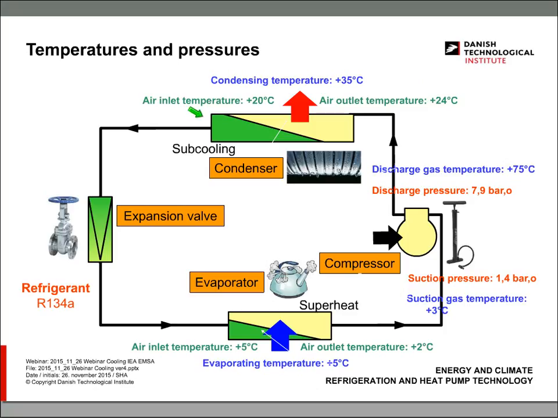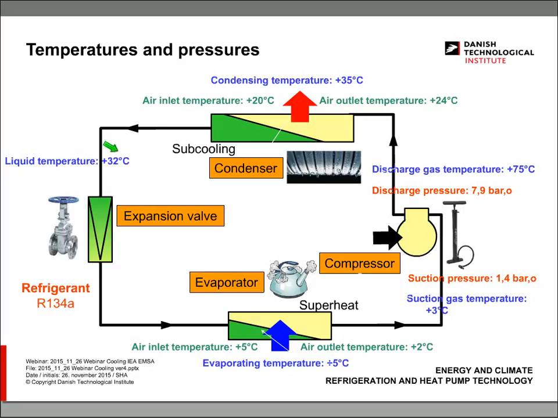Then we have produced the subcooling of the liquid, and if we continue to cool it a little bit here, or in the piping here, or perhaps in the receiver, then we get a temperature a little bit below the condensing temperature, 35, in this case 32 degrees C.